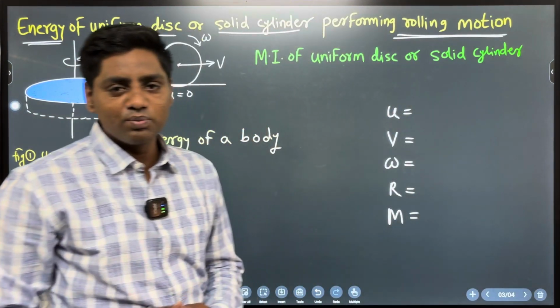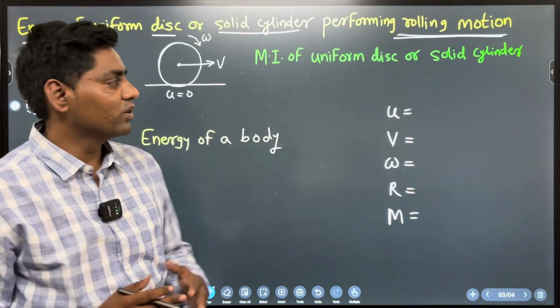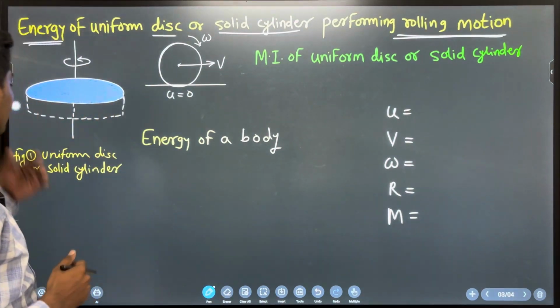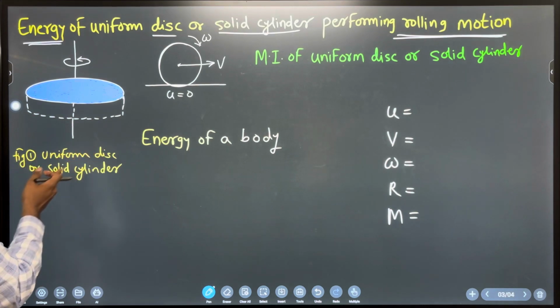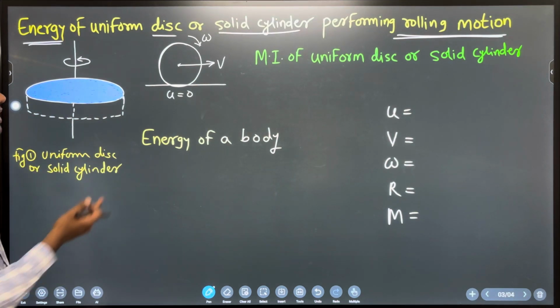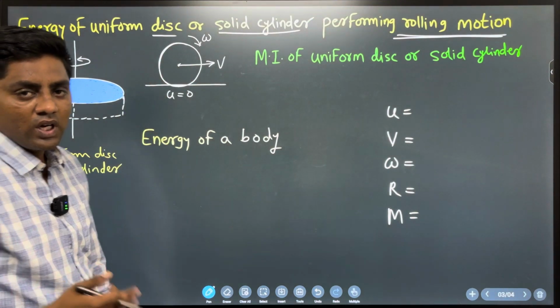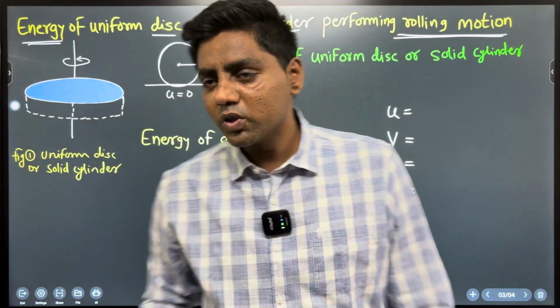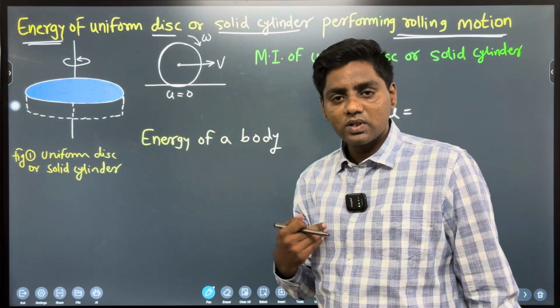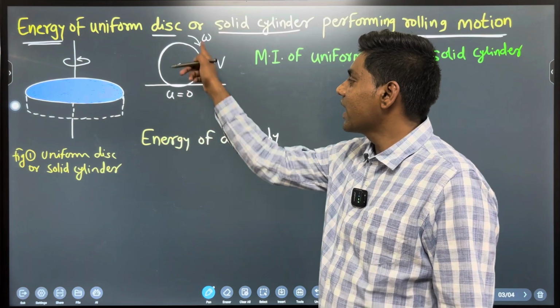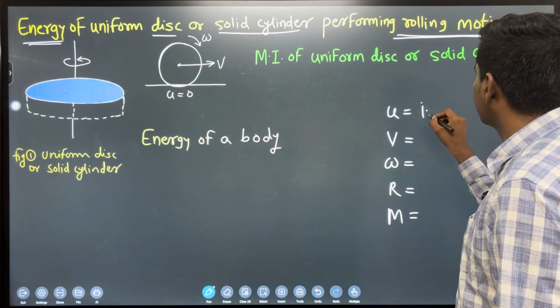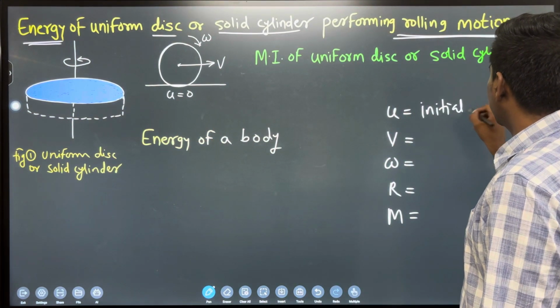The body possesses both translation as well as rotational motion. So whenever, now this is the diagram we draw here, that is for uniform disk or solid cylinder. Now it's performing the rolling motion. Whenever it's performing the rolling motion, we have to understand some notation. So now here u, v and w. So u be the initial speed of the body.